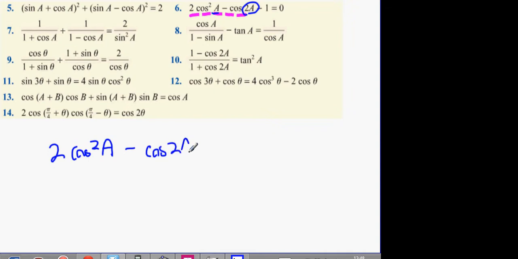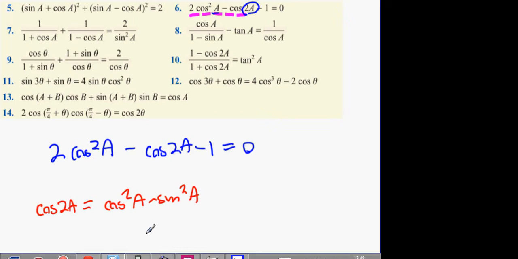So I'm going to look at my formula chart and try to figure out a way to convert cos 2a into something different. I go to page 14 of my notes and I see two different equations. The first equation I see is cos 2a equals cos squared a minus sine squared a. The second one that involves cos 2a is cos squared a equals a half (1 plus cos 2a).